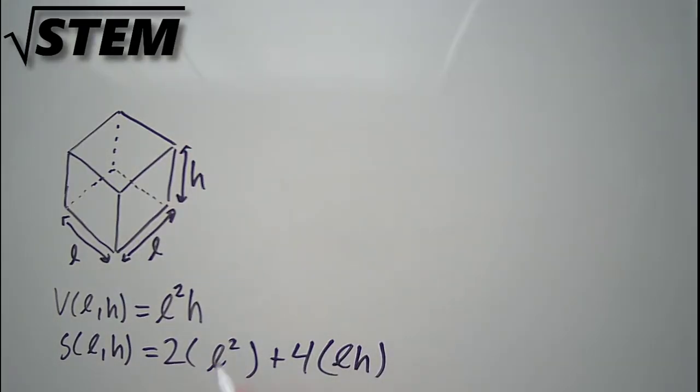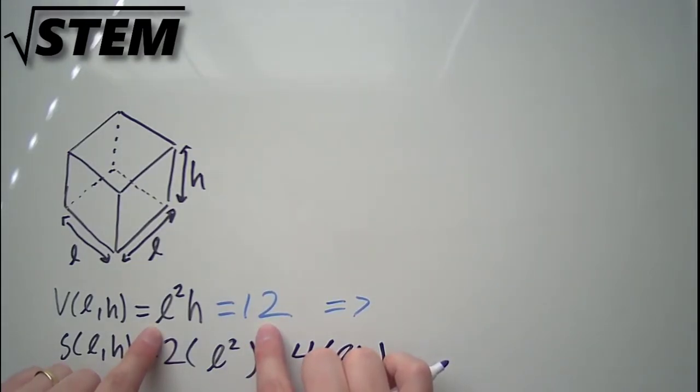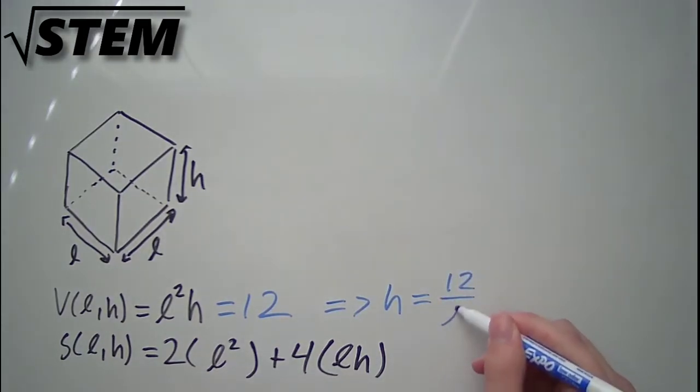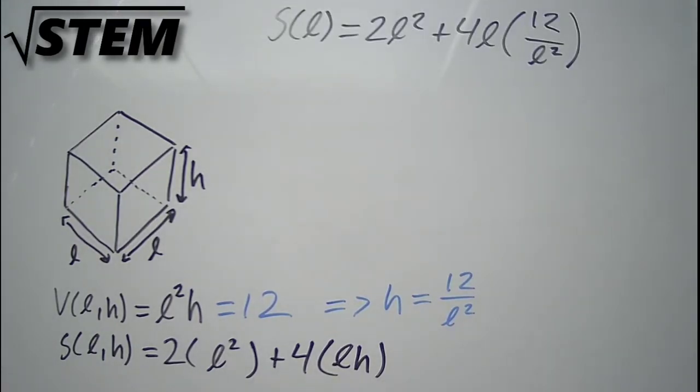Now first we will look at the volume being set to 12 units. This is our restriction for our optimization problem, so we can use this to solve for one variable in terms of the other. So if we divide both sides by L squared, we will see that H equals 12 over L squared. Now we can plug that into our function for the surface area to reduce it to only one variable. And if we simplify that, we'll find.